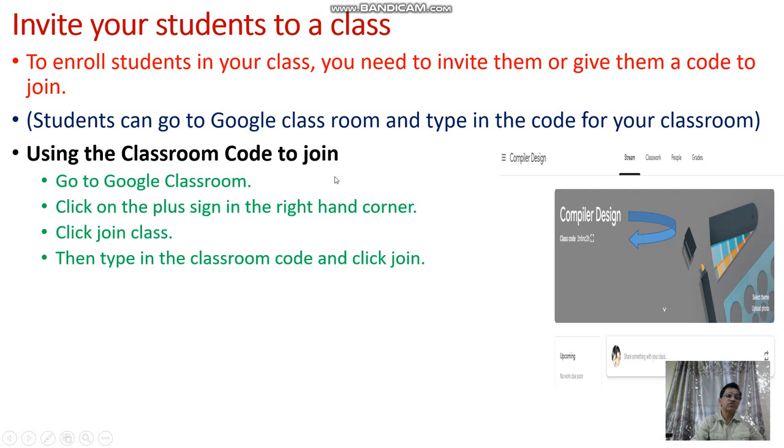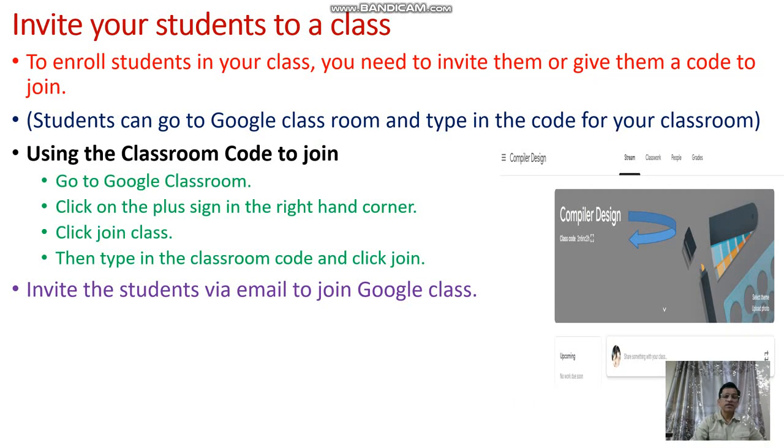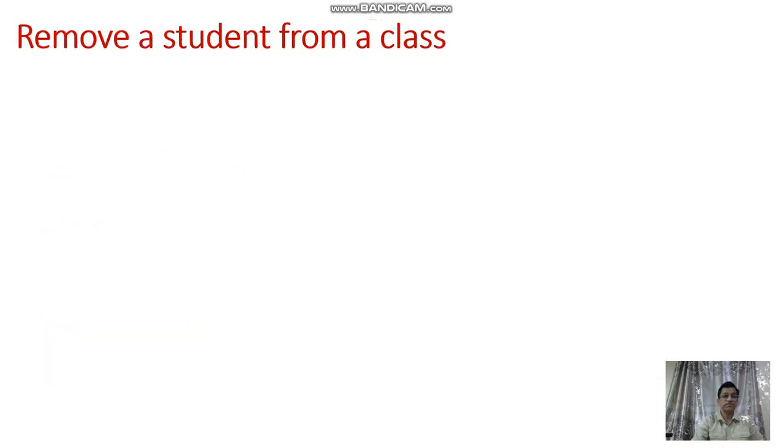To use the code in Google Classroom, click on the plus sign in the right-hand corner, click Join class, then type the class code, then click Join. You can also invite the student by email. They will get the link, and when they click on that link, they can immediately join your classroom.